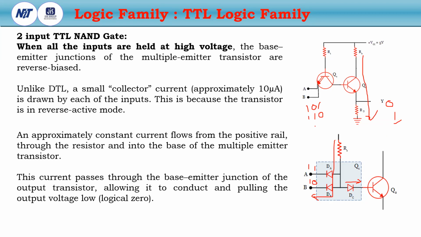Now if the inputs are 0 and 0, then also both the diodes are forward biased. This is 0, this is 0, so both the diodes are in forward bias. So the current will flow through this diode to the ground. So this diode will be in reverse bias. So there is no voltage drop at the base of the transistor Q2. So the Q2 will be in cutoff. So there is no current produced through R2. So the output will be logic 1. So this is the NAND gate operation.